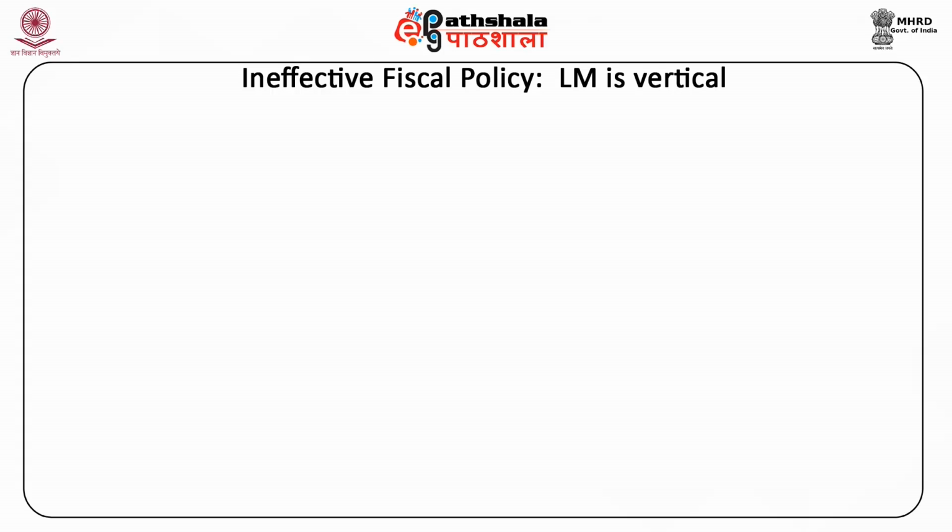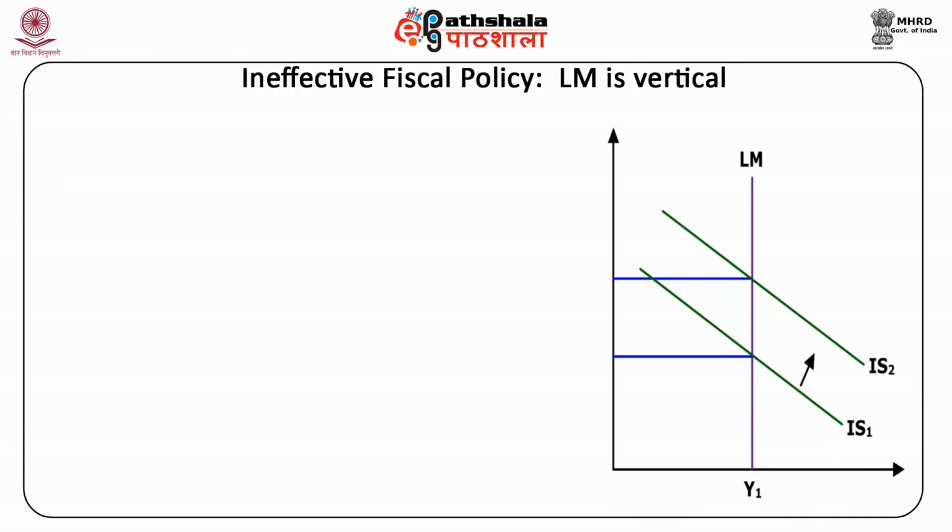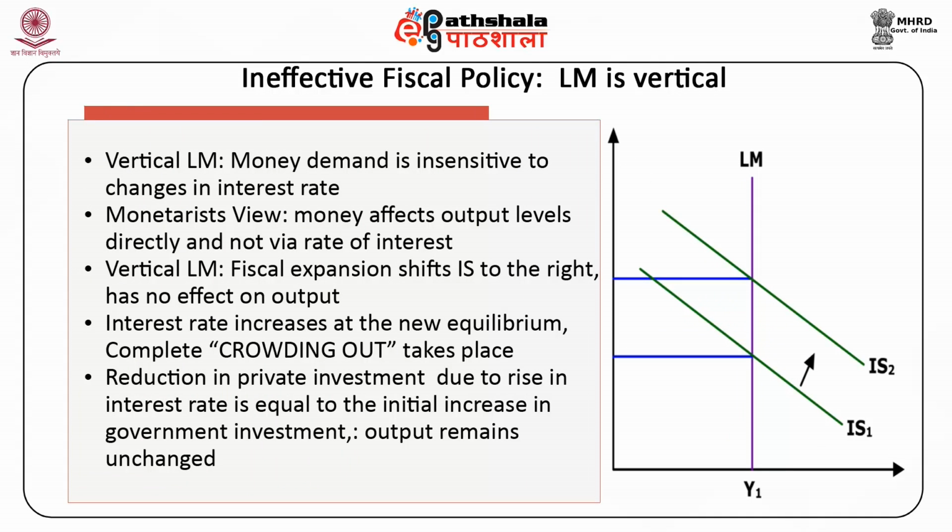Fiscal policy becomes ineffective when the LM curve is vertical, as we can see in the figure. The LM curve is vertical when money demand is insensitive to changes in interest rate. This is the view held by monetarists who emphasize the importance of transactions demand for money. They also argue that money affects output levels directly and not via the rate of interest.